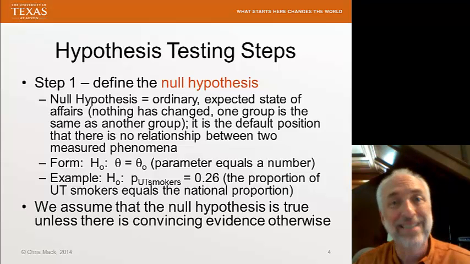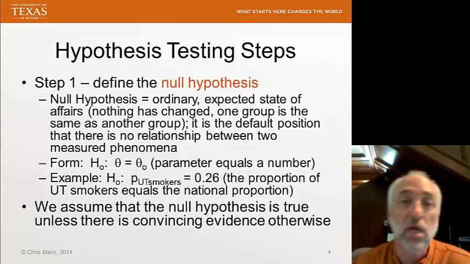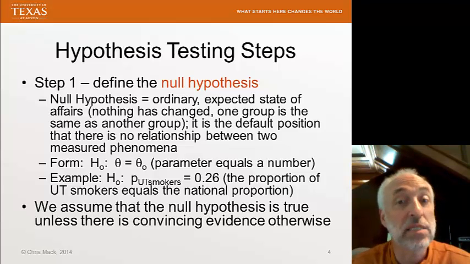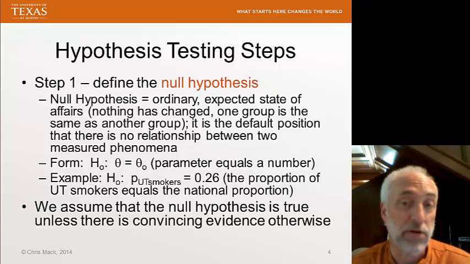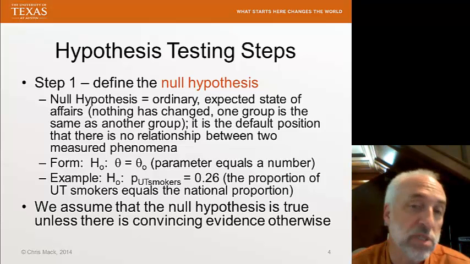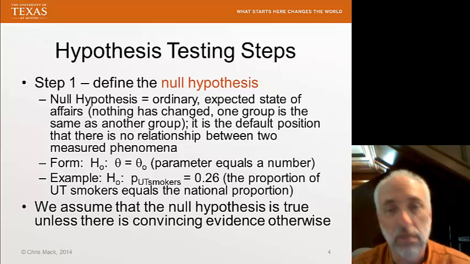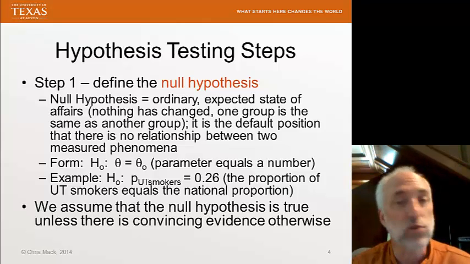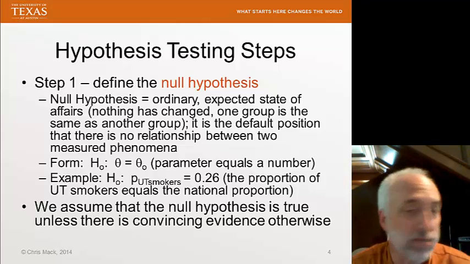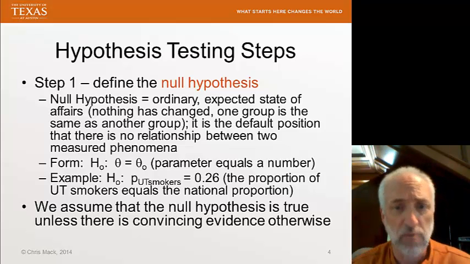Step 1, define the null hypothesis. What is the null hypothesis? The null hypothesis is the answer that we would expect if everything was ordinary. Nothing's changed. One group is the same as the other group. Everything is exactly normal or unchanged. It's the default position. It assumes there's no relationship between the phenomenon being measured, etc. This is the null hypothesis.